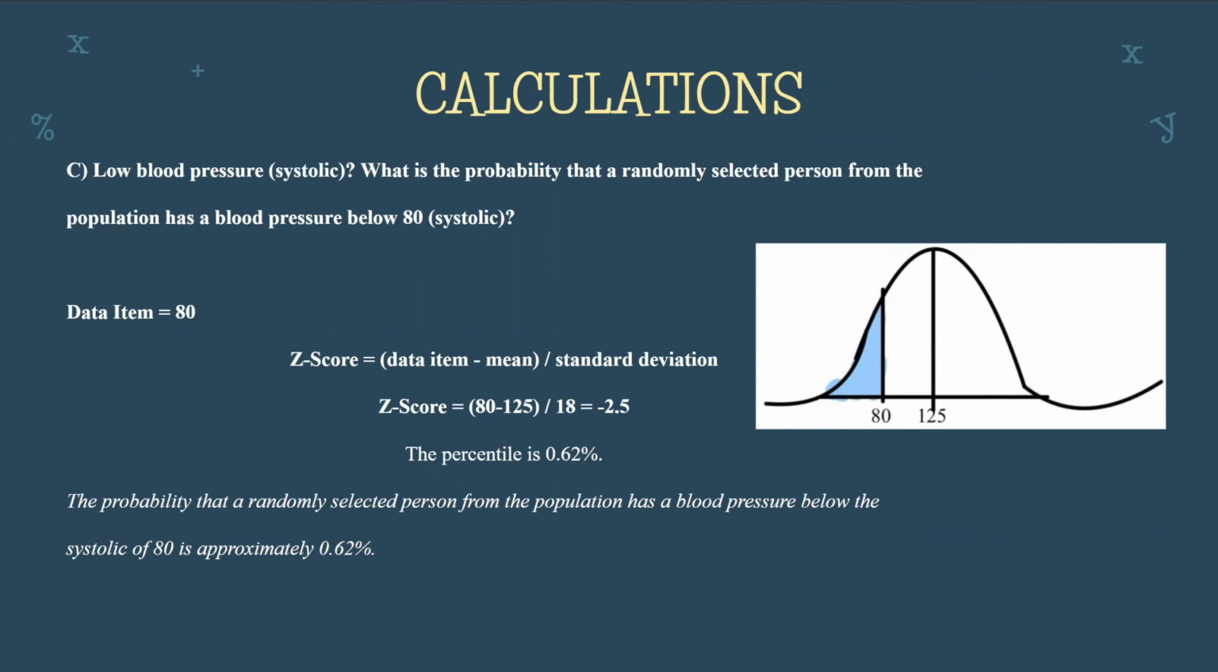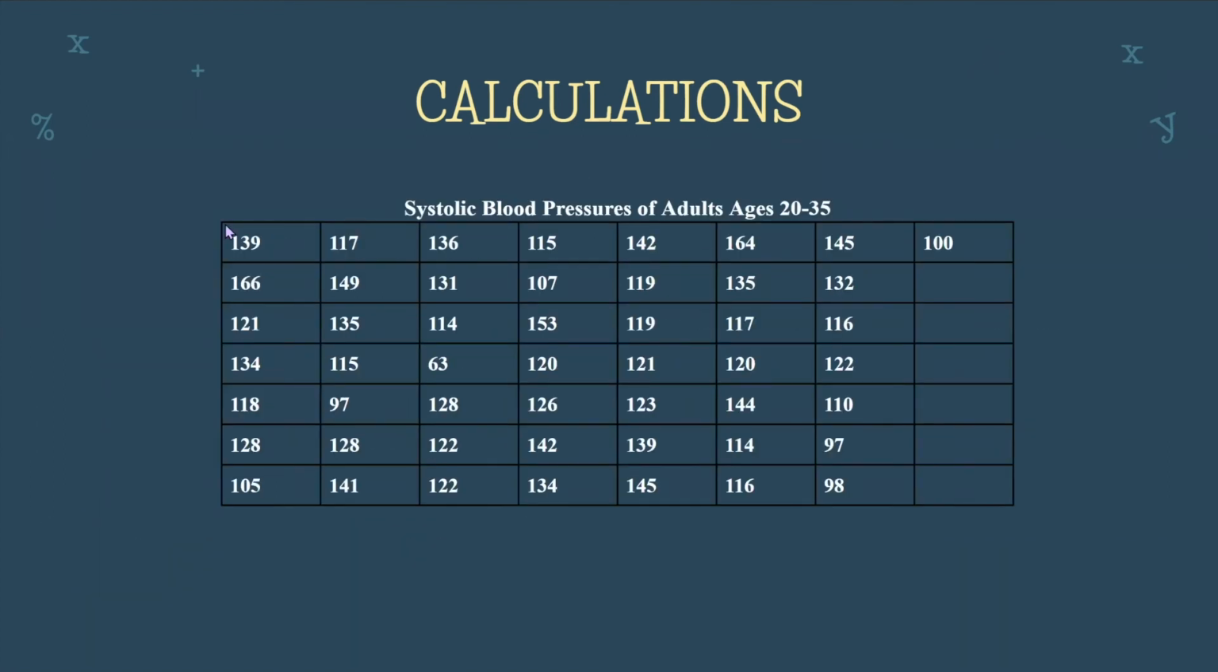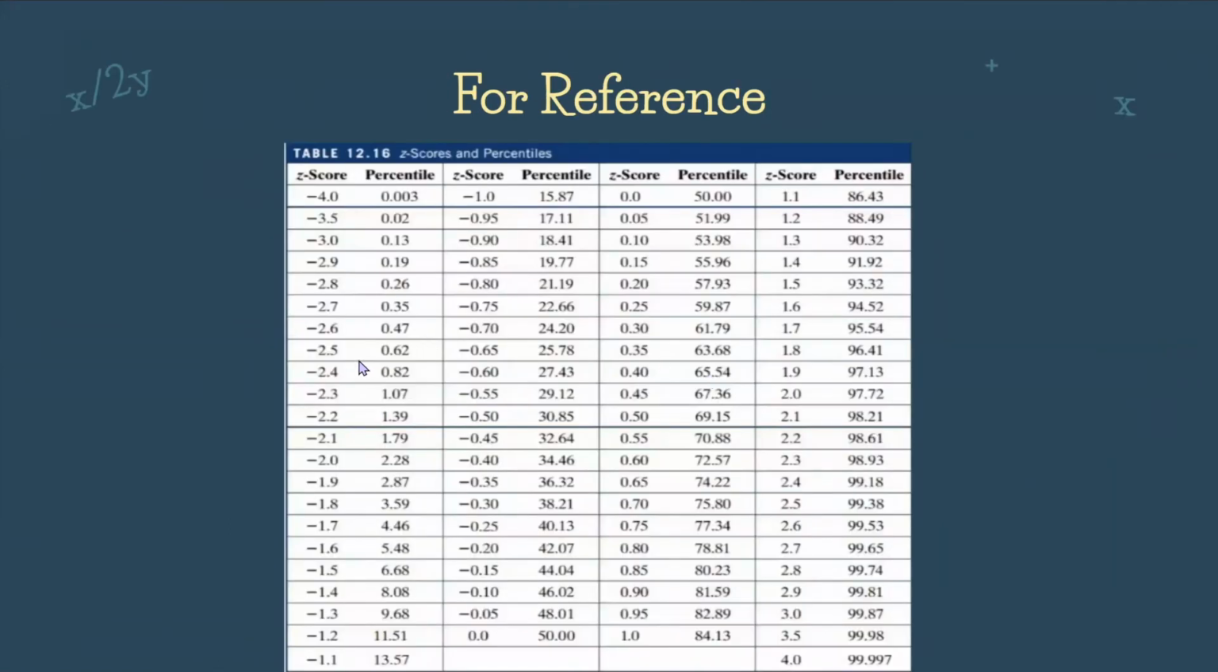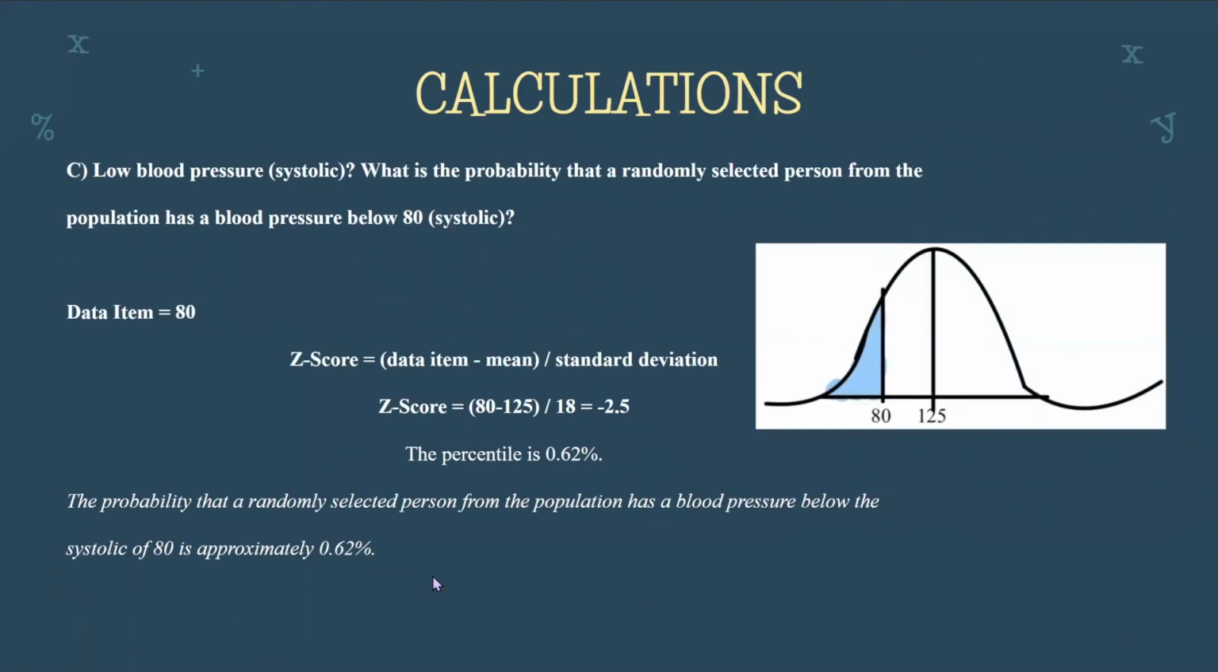Our mean would be 125 because if we use this table, add all the numbers up and divide by the amount of numbers there are, we would get 125. And we found the standard deviation by using Excel. Therefore, the result is approximately negative 2.5. And to find the percentile, we use this graph and we would get 0.62. So the probability that a randomly selected person from the population has a blood pressure below the systolic of 80 is approximately 0.62%. As for the sketch, Alyssa shaded in below 80 because we are looking for the blood pressure below 80, nothing more above.